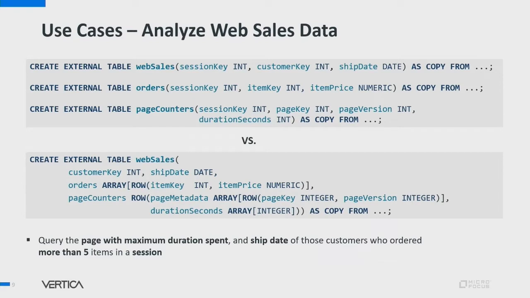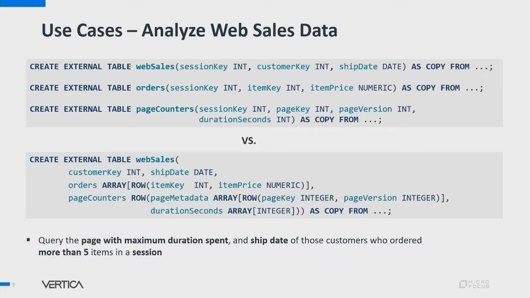So you will have the session key, the customer key, and the ship date in the web sales table, and you'll have an orders table for each of the orders placed by that session, and then you will have a page counters table tracking the pages visited during each of the sessions. So this is the normalized way to store the data from the web sales application. However, if we use complex types, we can use the same schema that we saw earlier.